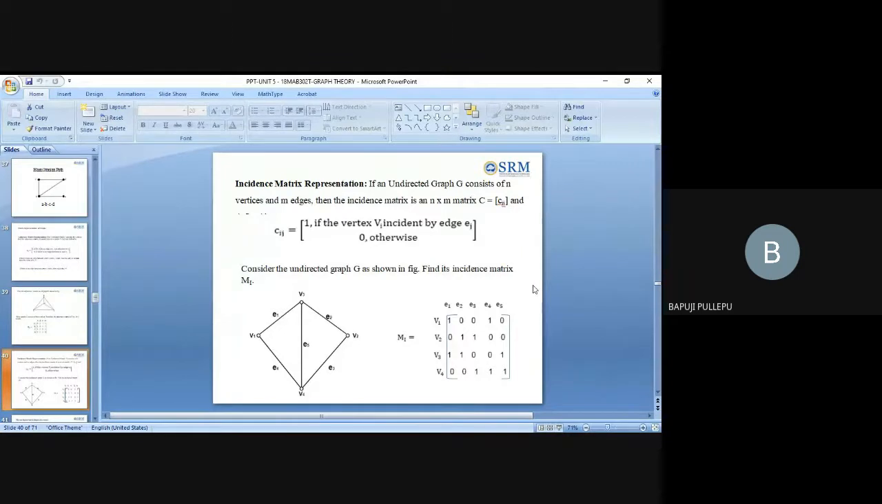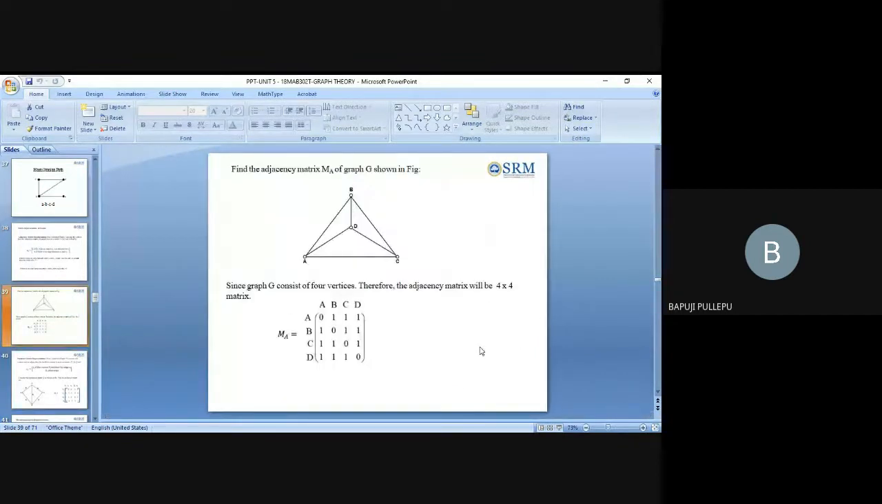Can anyone write and tell me the adjacency matrix for this graph? Nothing. You can write here also V1, V2, V3, V4. Here also you can write V1, V2, V3, V4. V1 to V1, 0. V1 to V2, if connection is there, then you can write 1. Otherwise you can write 0. Tell me, any one of you. Come on. Like this previous matrix I want.